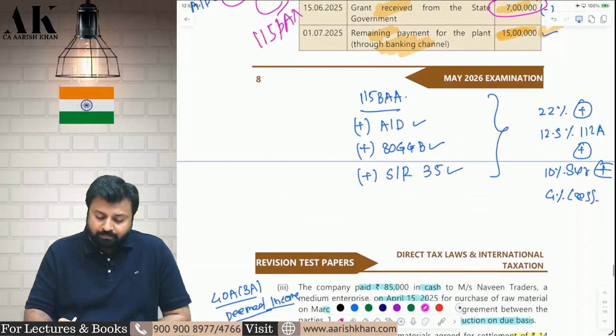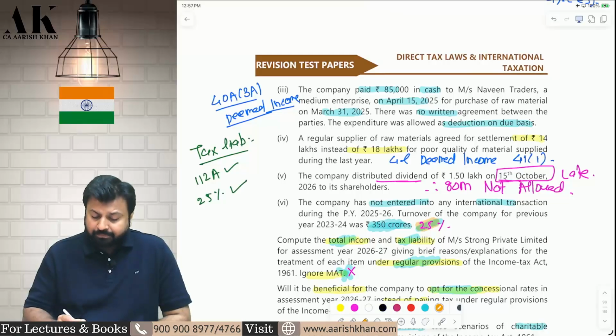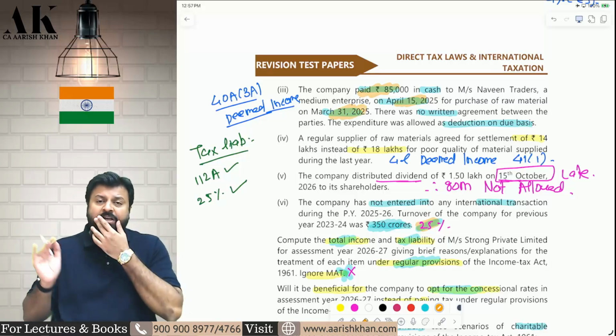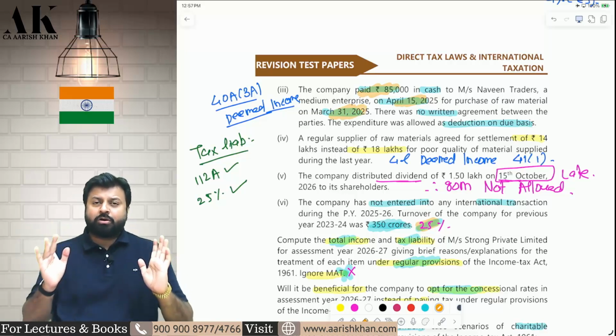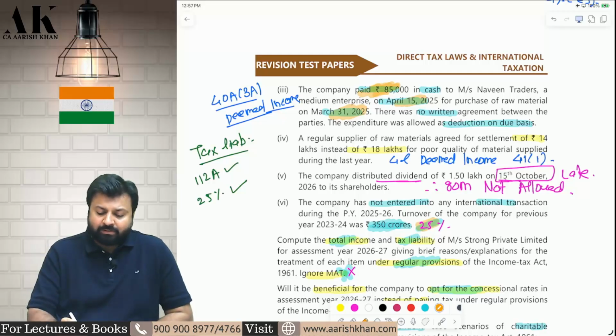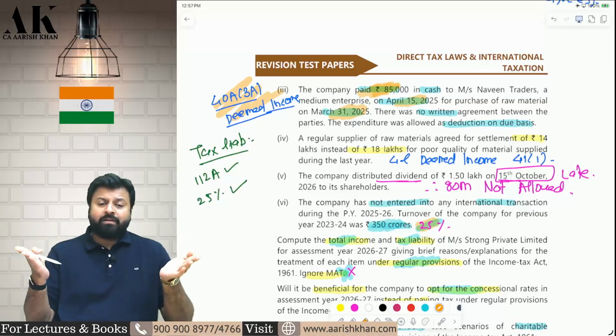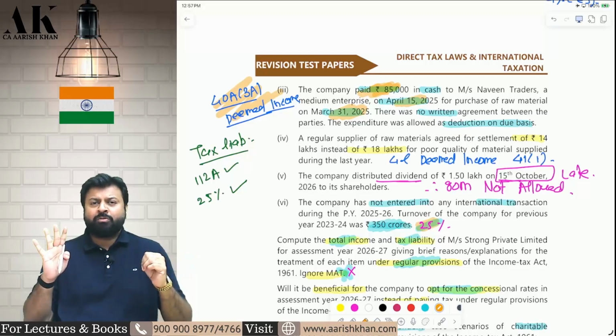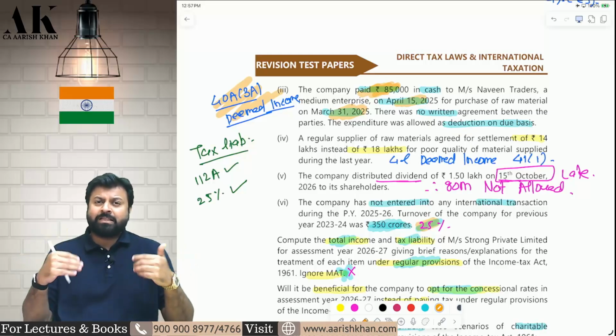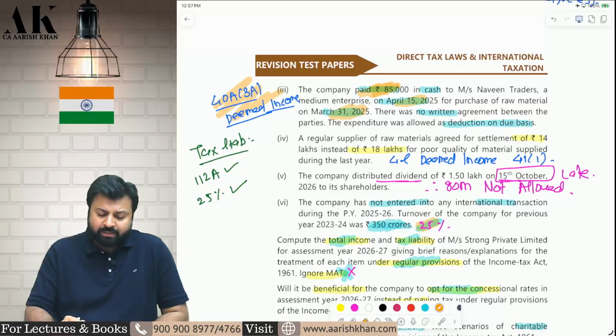Okay. Next one. The company paid cash in the current year for purchase of raw material of last year. So last year you purchased some raw material and claimed deduction on accrual basis, and in the current year you paid 85,000 in cash. Therefore, this will be deemed income in the current year. Now in the current year you should make the payment by 4 modes, but you have not; you are making the payment by cash. Therefore, it will be deemed income in the current year.